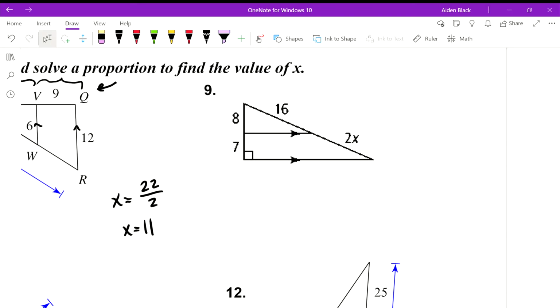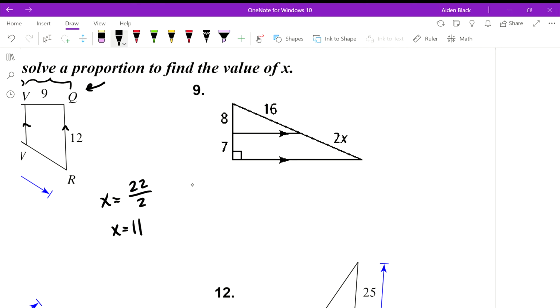Okay, right here, we know we're not working with the mid-segment because these are not the same values. So it looks like it's going to be the triangle proportionality. So this is to this as this is to this. So we can set up 8 is to 7 as 16 is to 2x. You guys know what to do from here.